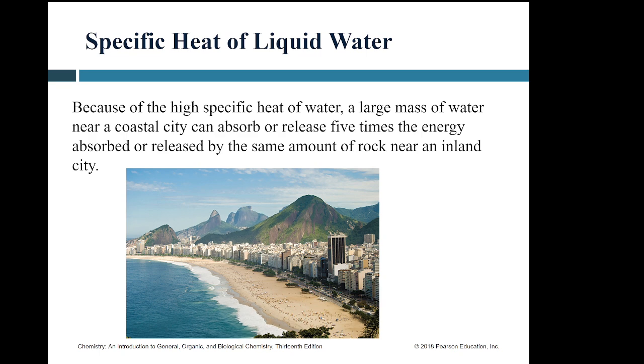All right, so because of the high specific heat of water, here we have water on a nice little coast there. If you have a large mass of water near a city or a location, you'll actually see that this large mass of water will absorb heat when it's very hot, and when it's cool, it'll start radiating that heat back out. Okay? And what that does is it severely limits the extremes of temperature that you're going to get.